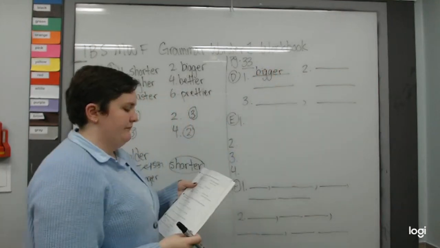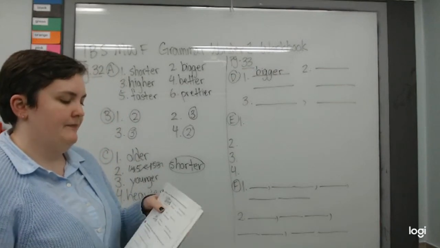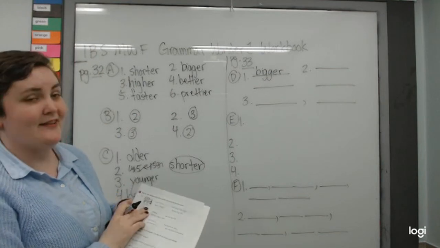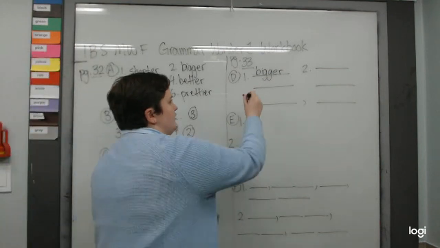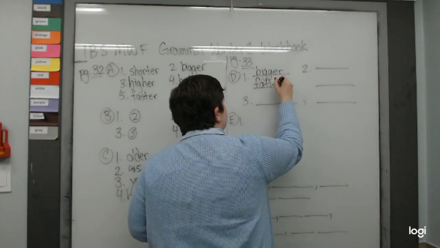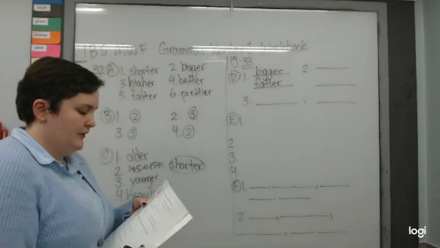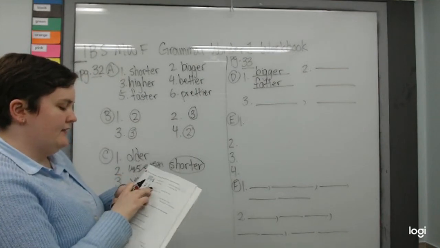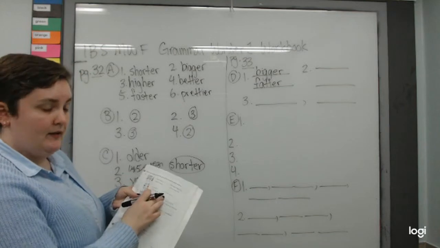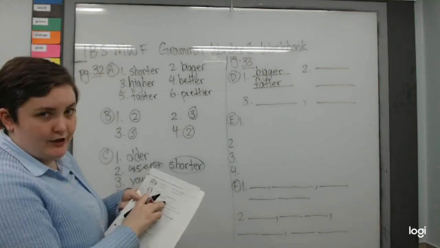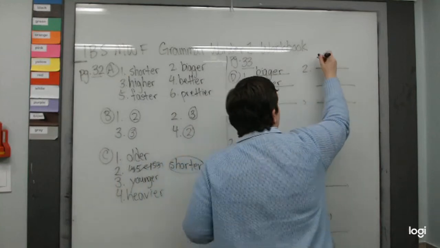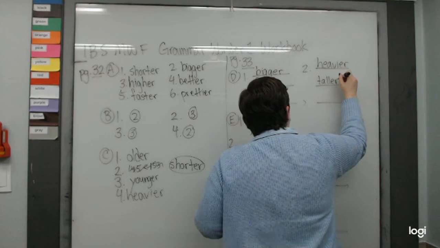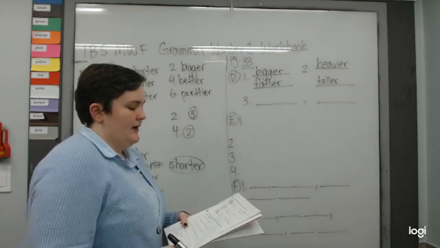Emily's dog is fatter than my dog. Well, my dog is pretty small. Emily's dog is fatter than my dog. Number 2, there's Andy and I. Andy is heavier than me, but I am taller than him. And 3.